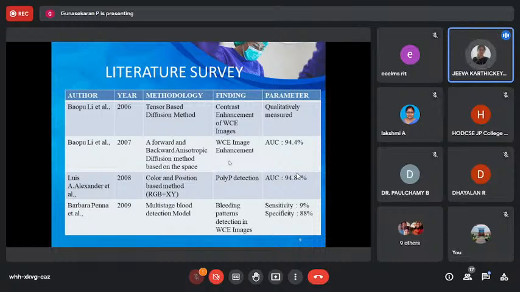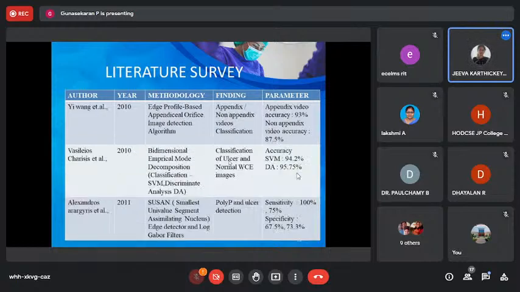Next, a multi-scale blood model detection is used to find the bleeding patterns in WCE images. So this is one more technique. Another methodology is the edge profile based appendiceal orifice image detection algorithm, used for appendix classification. Another method is SVM classification, used to classify ulcer images and normal WCE images.